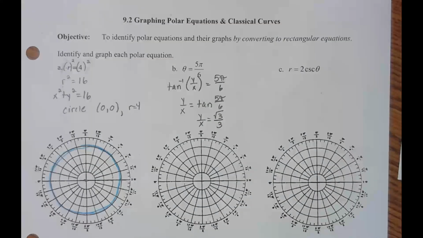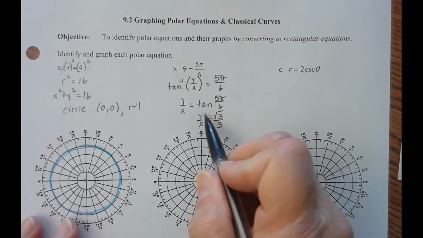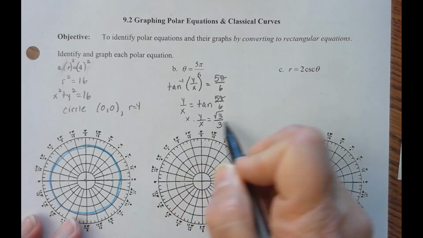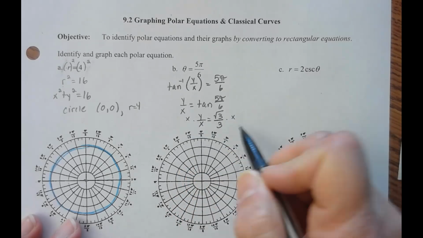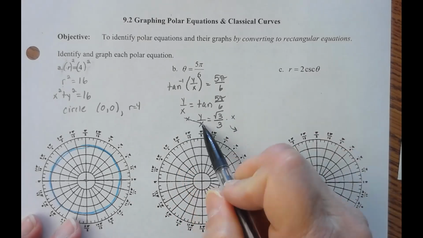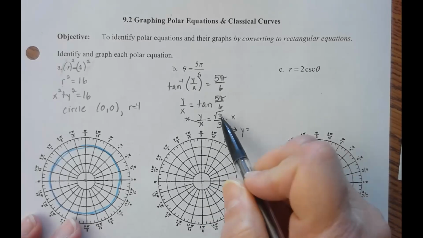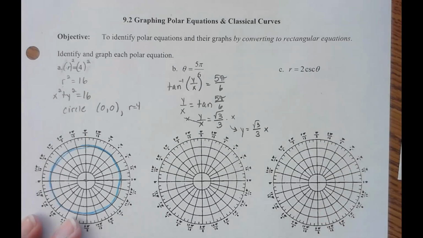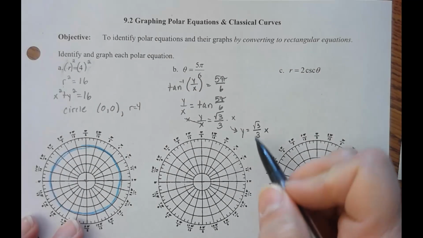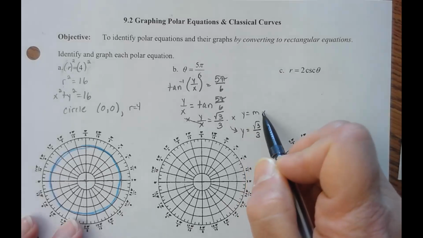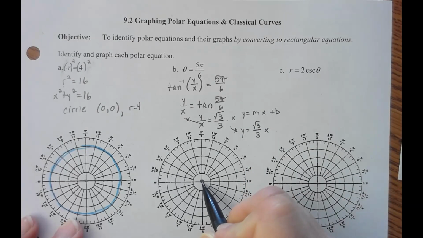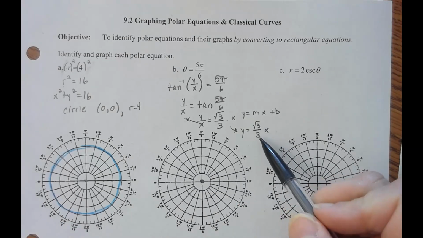And we're used to seeing our equations in terms of y equals, because I don't have any squared terms here. I know it's not a circle. I'm going to multiply both sides by x so that I can solve for y. And now I have y equals root 3 over 3 times x. This is a linear equation. It's in slope-intercept form. Y equals mx plus b. The y-intercept is 0. The slope is a positive root 3 over 3.